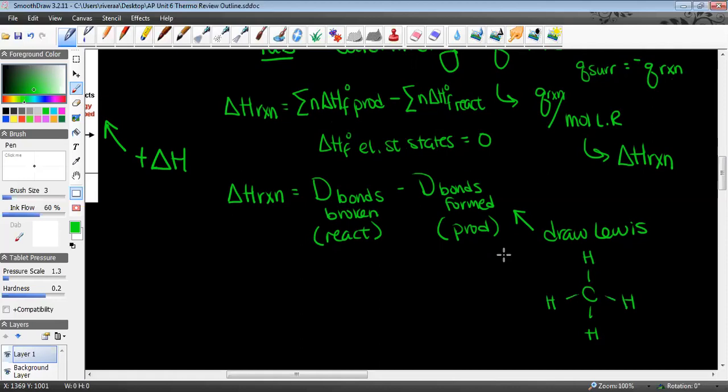And remember, these Ds, D stands for bond enthalpy. These are always positive values. You have to put energy in to break a bond. These are positive values. Okay, so we've got the lab. We have these 2 standard sets of values that we can use. And then we also have Hess's law.